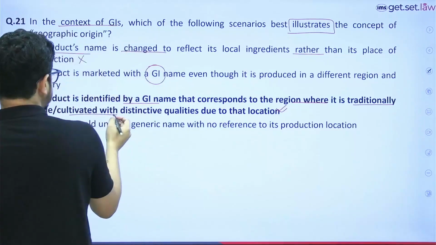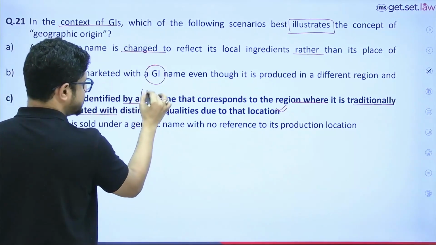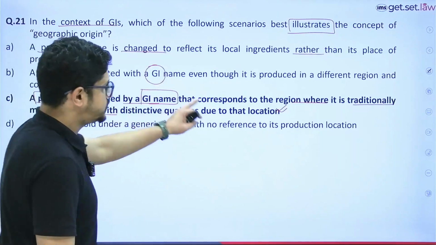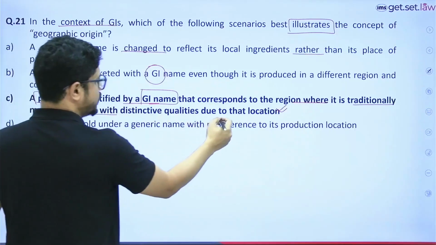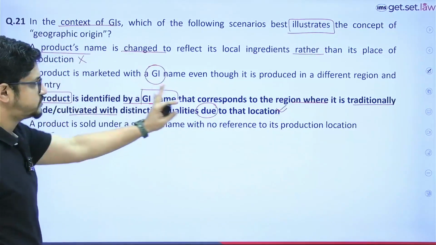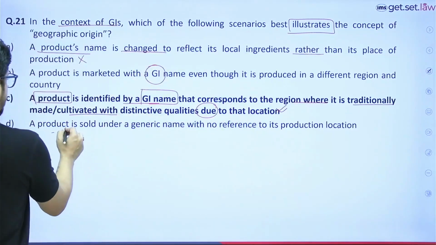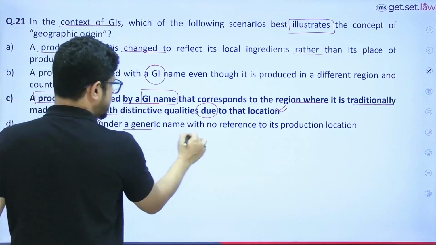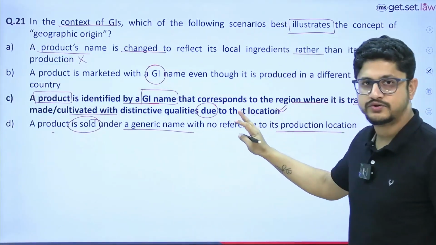Why? Because they are saying you are selling a product which is identified by a GI name like Darjeeling tea, corresponds to the region where it is traditionally made, cultivated with distinctive qualities due to that location, and if this context of the GI origin is given, it is really defining that thing. A product sold under a generic name with no reference to its production is outrightly wrong because it is again a consequence. So the answer is C.